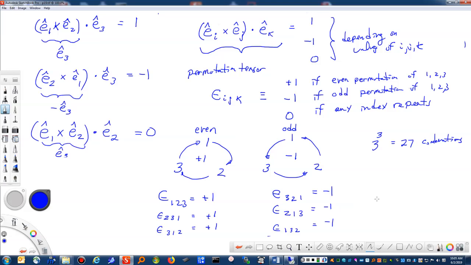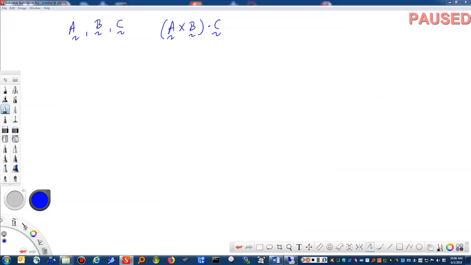Alright, now we talked about this permutation tensor. Let's go back and look at our scalar triple product of 3 vectors, and we can write this in terms of the representation of the vectors in our coordinate system. So again, vector A would be equal to A sub i, e hat sub i, and so forth. And let's see how the permutation tensor naturally comes about through the use of our scalar triple product of 3 component vectors. Alright, so here are our 3 vectors, A, B, and C. We're doing A cross B dotted with C.